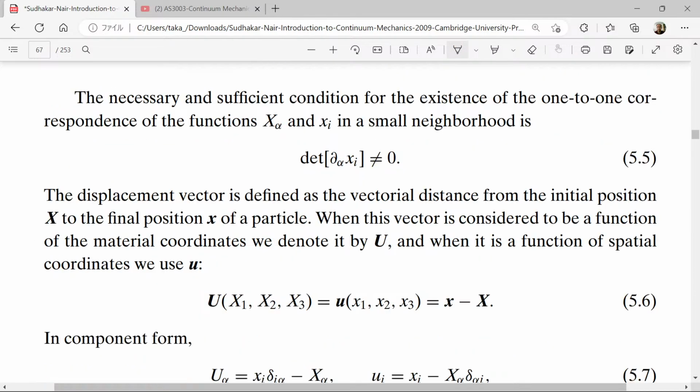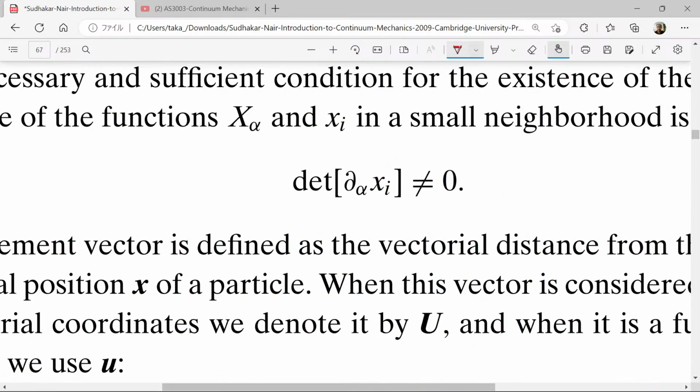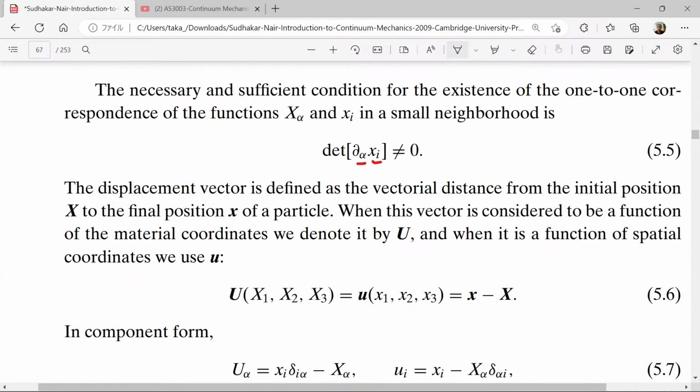The necessary and sufficient condition for the existence of the one-to-one correspondence of the functions capital X alpha and small x i in a small neighborhood is that the determinant of partial X alpha over partial x i is not zero, and this is very strange.